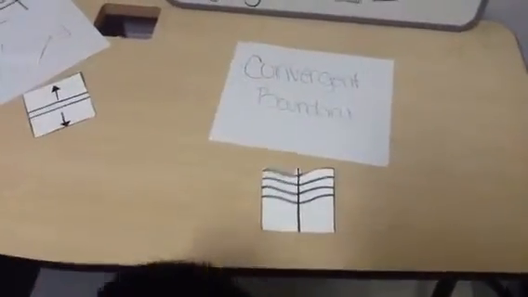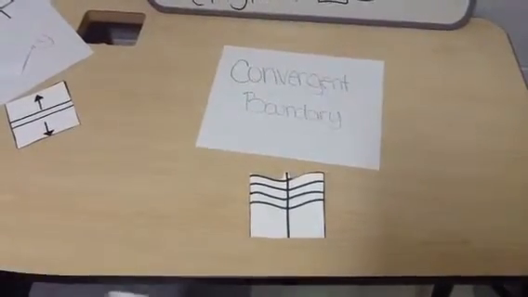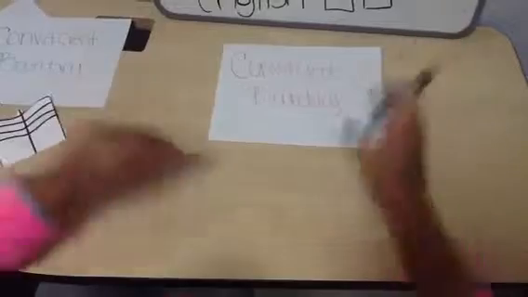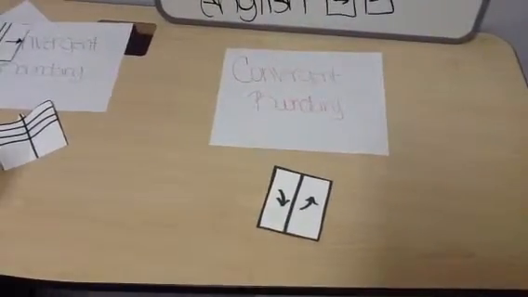Convergent boundary. This is when two plates come together. During this process, it causes mountains. Convergent boundary. This is when the continental plate and the ocean plate come together to make volcanoes.